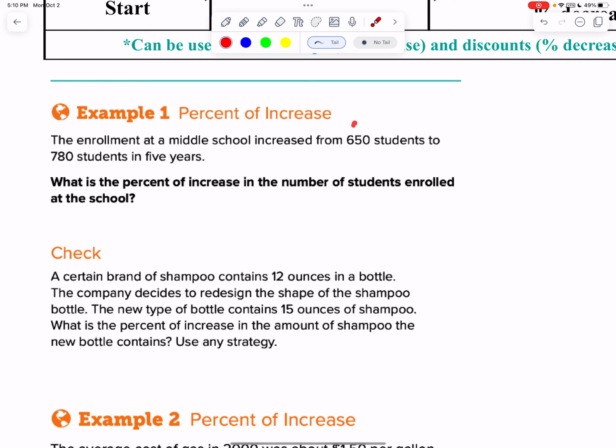I want you to label your start. Okay, so there's my start. And here's my end. Okay, so you have to notice that. And label that every single time. What's the percent of increase in the number of students enrolled?